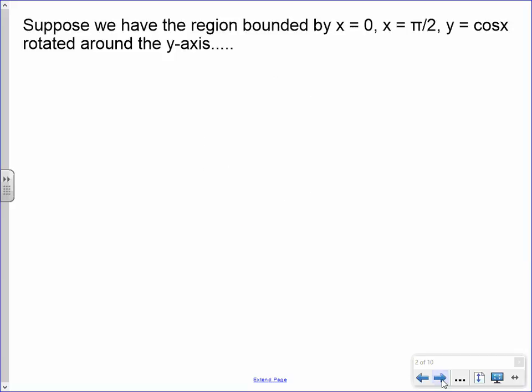Suppose we wanted to take the region bounded by x equals 0, x equals pi over 2, and cosine, and rotate it around the y-axis. How would we set up our integral? First, we can draw the picture.